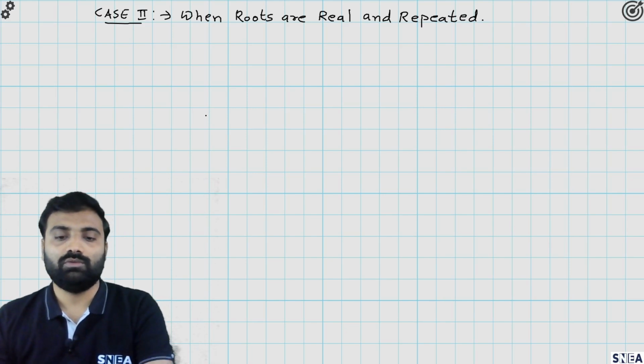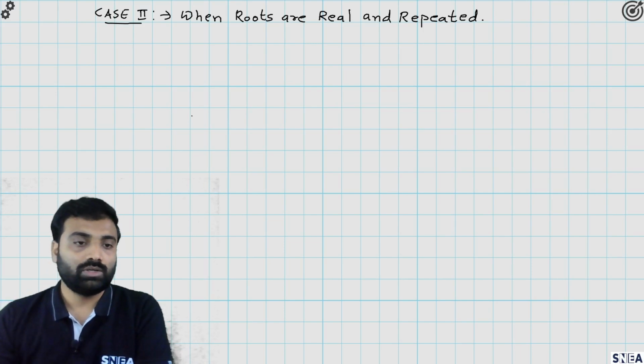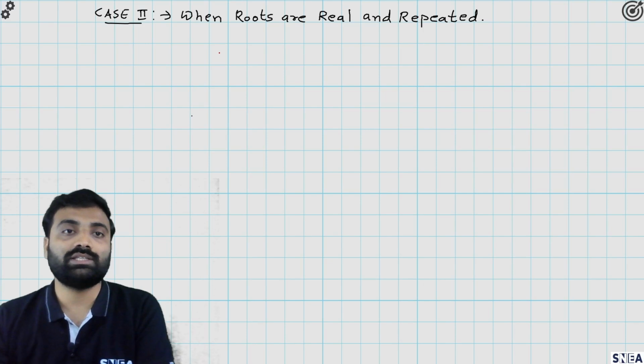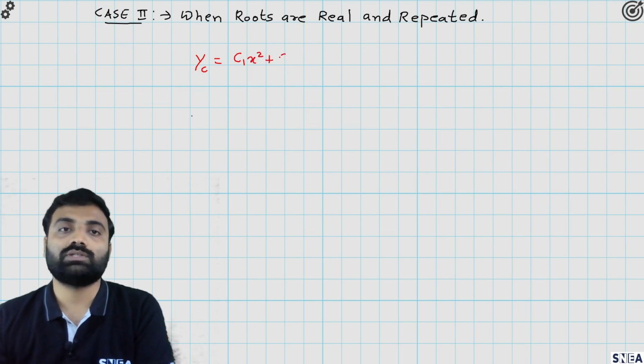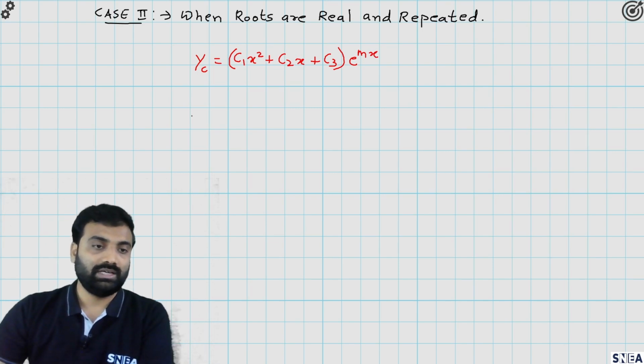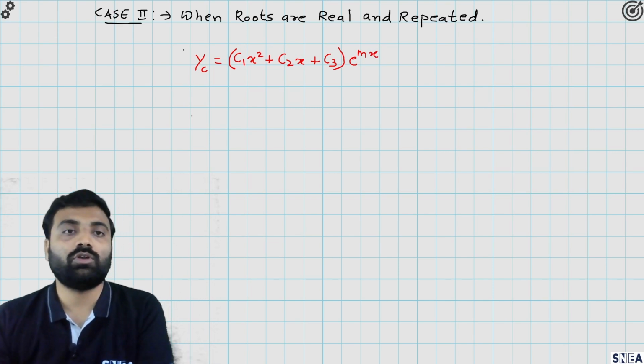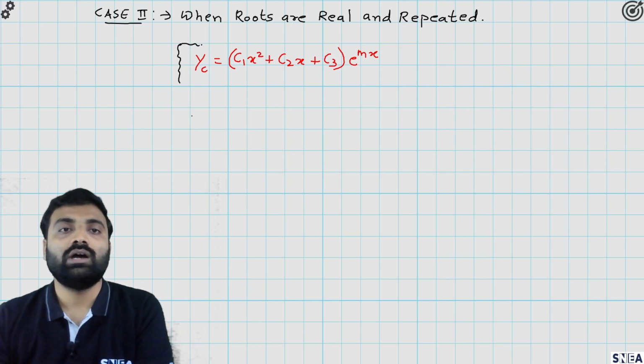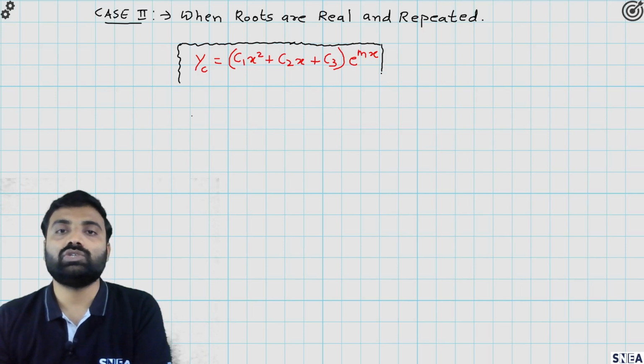First of all, we'll write down the value of yc here. So first let us write the formula. The formula is in this way: yc equals (c1x square plus c2x plus c3) in brackets, times e raised to mx. Oh my god, sir, what kind of formula is this? Nothing, it is a very simple formula. It is a very easy formula, guys. yc equals (c1x square plus c2x plus c3) e raised to mx.